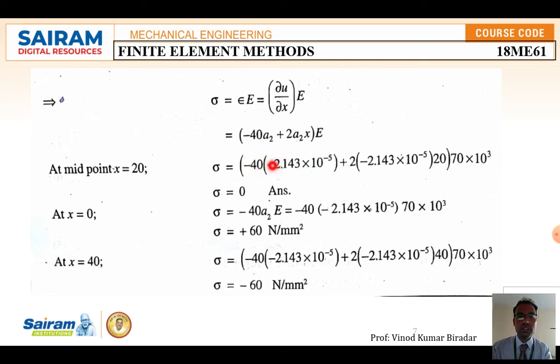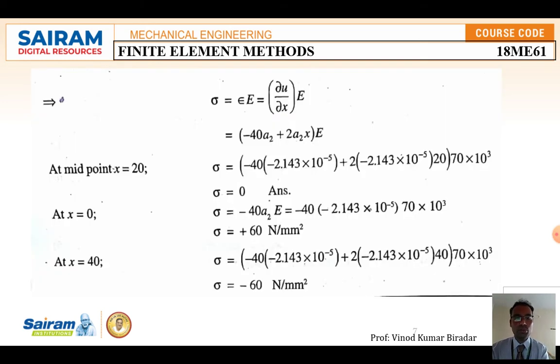Minus 40, and the A2 value we already calculated, that is minus 2.143 into 10 to the power of minus 5. Substitute this A2 value here. So finally you are going to get stress equal to 0 at the midpoint, that is x is equal to 20. The total length is 40, and at the middle the stress is 0. At x is equal to 0, the initial stage, stress is equal to 60 Newton per mm square. At x is equal to 40, stress is equal to minus 60 Newton per mm square.